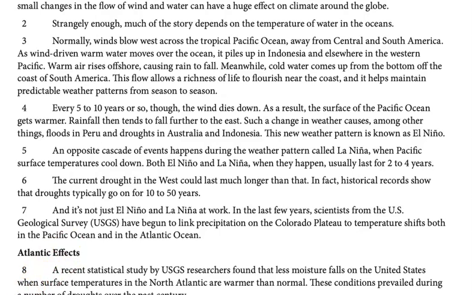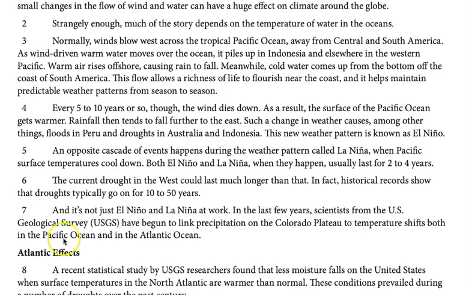Normally, winds blow west across the tropical Pacific Ocean, away from Central and South America. As wind-driven warm water moves over the ocean, it piles up in Indonesia and elsewhere in the western Pacific. Warm air rises offshore, causing rain to fall. Meanwhile, cold water comes up from the bottom of the coast of South America. This flow allows a richness of life to flourish near the coast, and it helps maintain predictable weather patterns from season to season.